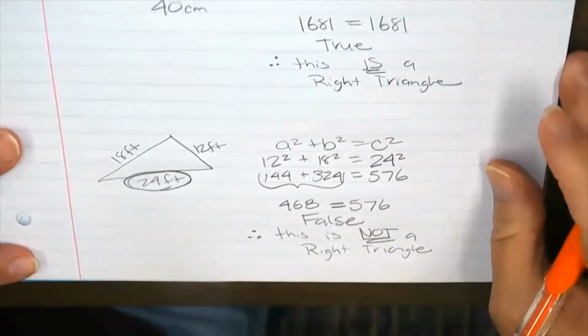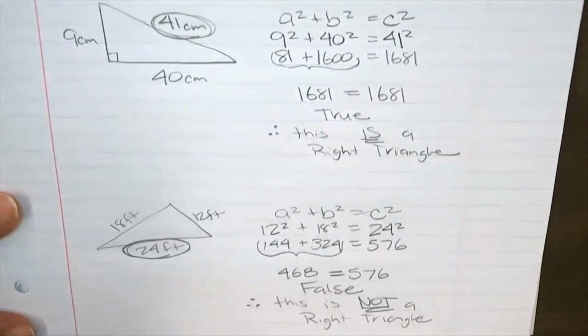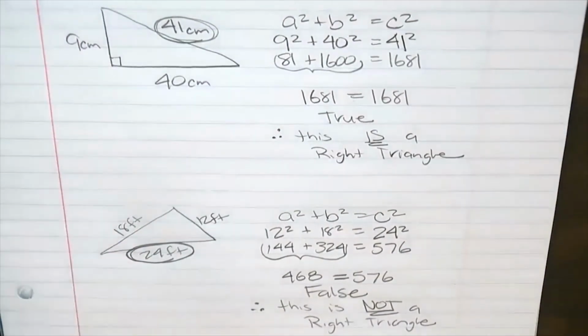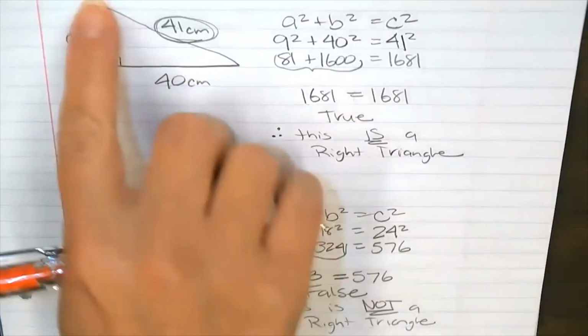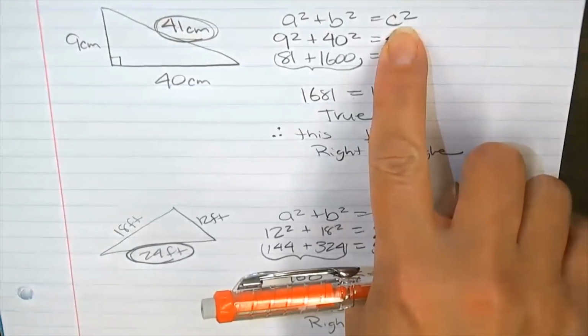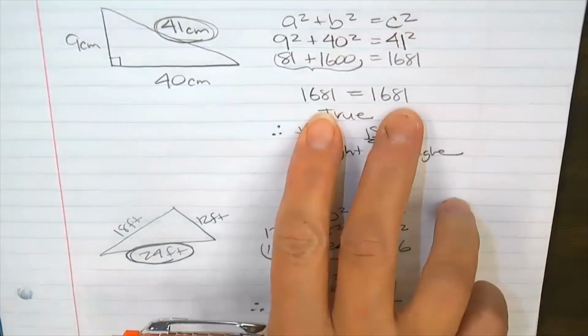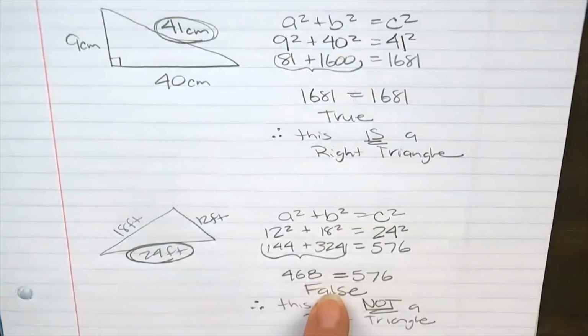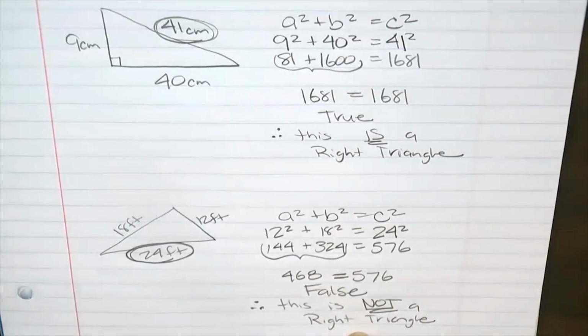So here, we're using the idea of the Pythagorean theorem working for right triangles only to determine whether these triangles are right triangles or not. Remember, the longest side is the hypotenuse, and that's always C. If you end up with a true statement, then it is a right triangle. But if you end up with a false statement, then it most definitely is not a right triangle.